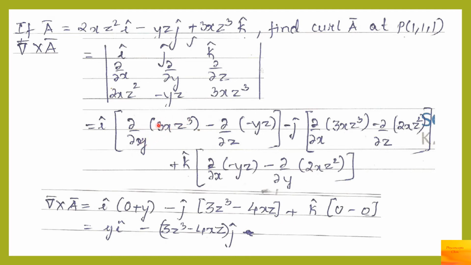Differentiating this, if you see there is no term of y, so the differentiation is 0. Here we can differentiate with respect to z, we get y. Here there is a term of x, so we can differentiate with respect to x, that is 3z cube, and then we have z square. We have to differentiate z square with respect to z, that will be 2z, and that is 4xz. Here there is no term of x, so it is 0. Here there is no term of y, so it is 0. So finally we get y i cap minus of 3z cube minus 4xz into j cap.